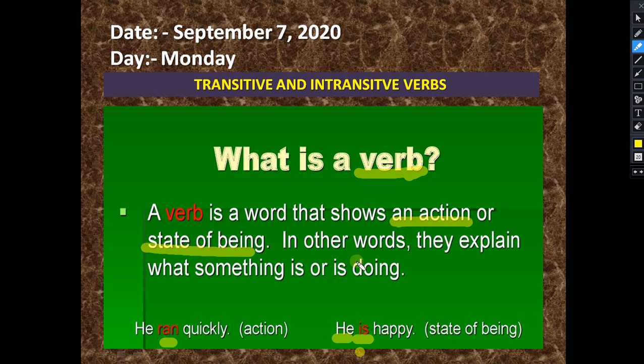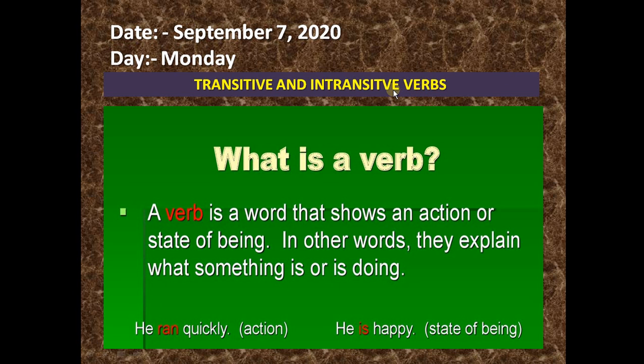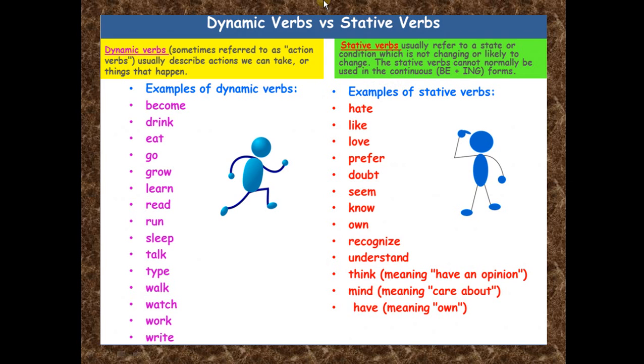In other words, verbs explain what something is or is doing. So what is this person doing? By this we can easily understand. I hope you have understood what a verb is. Before understanding transitive and intransitive, you must know some points, so we are going to start. Now the next one: dynamic versus stative verbs.